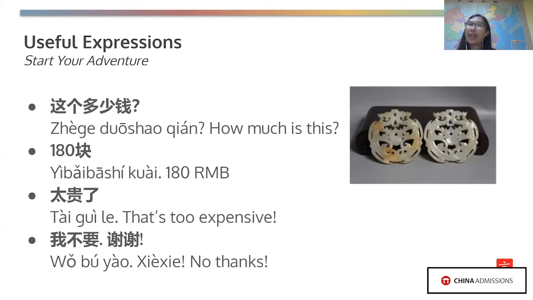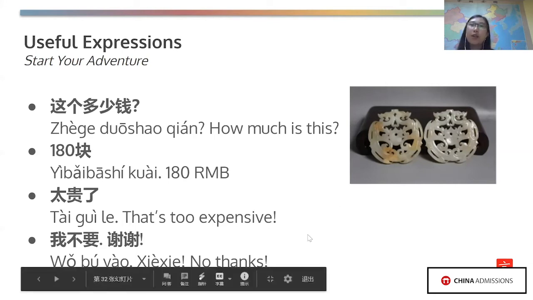Pay attention here. Your next sentence should be, that's too expensive. 太贵了。Generally, the person who is selling those things might give you a cheaper price after your first sentence, 太贵了。And if you still think it's expensive or just don't like it, you can say, 我不要，谢谢。我不要 is I don't want it. I don't want it, thank you.